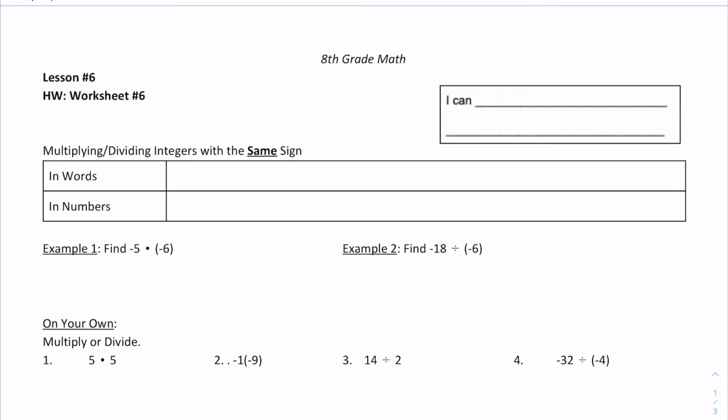So in this lesson, we are going to talk about multiplying and dividing integers. So I can multiply and divide integers. Remember, integers are numbers that do not necessarily have to be written with a fraction or a decimal next to them. Those are what integers are. As a quick review, we learned how to add and subtract integers earlier this week. So today we are going to talk about multiplying and dividing them.